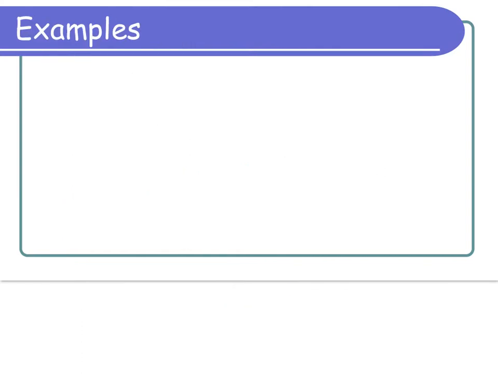Okay, so let's just make up a few examples here and see how we do. What if we had 2x to the third times 6x to the 7th? Think about that for a minute and see if you and I would do the same thing.